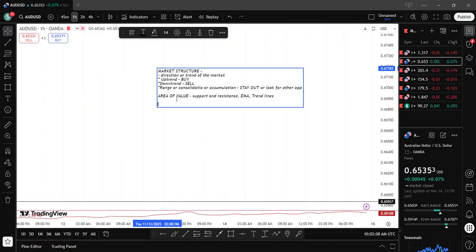Then when the price now comes to the area of value, that is where our entry trigger comes in. That's basically the focus of this particular video or tutorial session.